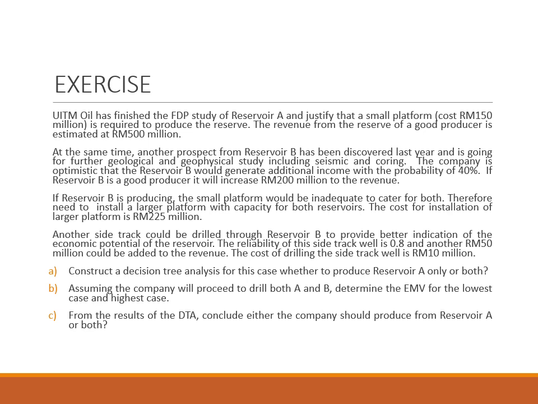Now, for example, say that you have a company called UITM Oil and you have just finished the FDP study of reservoir A. Okay, so you have reservoir A and then you justify that you will need a small platform and the small platform will cost 150 million to produce the reserve. And that small platform would make a revenue of 500 million. So that's your revenue from reservoir A.